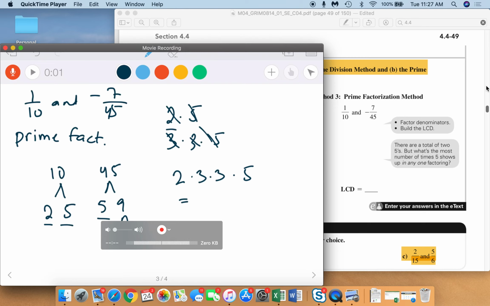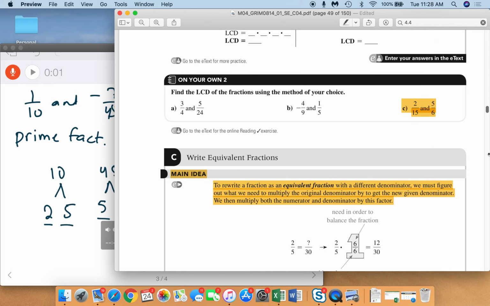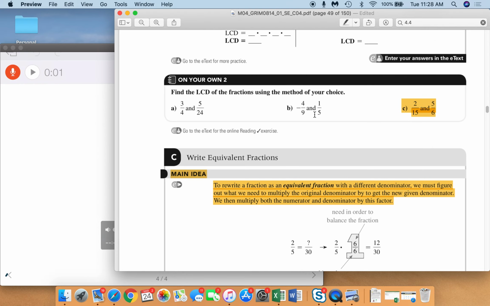So then our lowest common denominator here, like we just found, is 2 times 3 is 6, times 3 is 18, times 5 is 90. Again, we get the same answer, just with a different method of getting there. All right, so let's go down. Let's do another example like that. All right, so we're on your own part C. So let's go ahead and do 2 over 15 and 5 over 6.